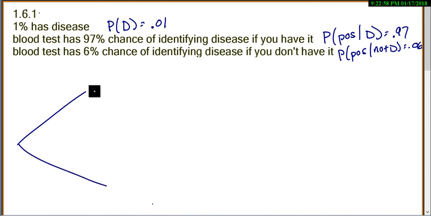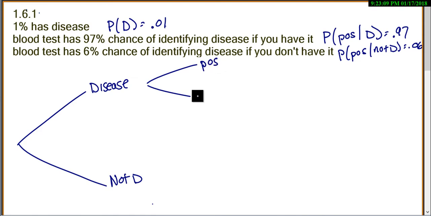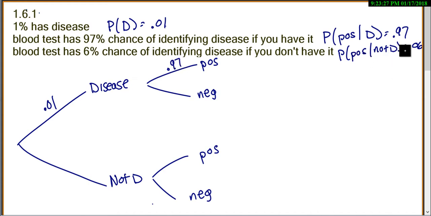So this means we had some kind of setup where you either have the disease or you don't. And then once you either have the disease or not, you can either get a positive test result or a negative test result. And if you don't have the disease, you can either have a positive or a negative. Now let's write on here what they gave us. Probability of disease is 0.01. Probability of positive if you have the disease means this branch is 0.97. And probability of a positive if you don't have the disease, so not disease and positive. Sorry, I said an and, but I mean conditional. So positive if you don't have the disease is 0.06.